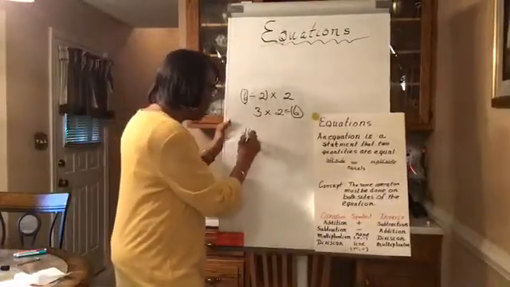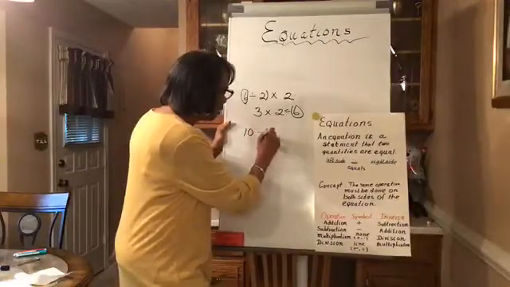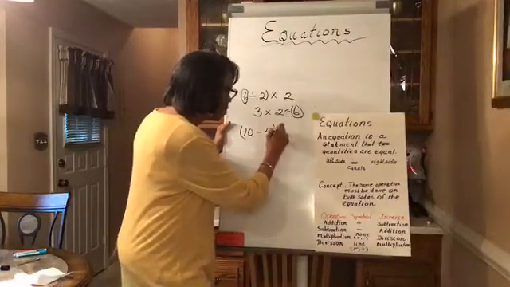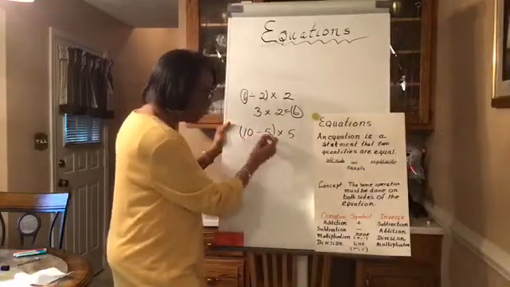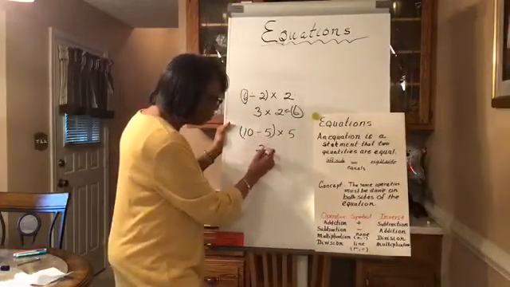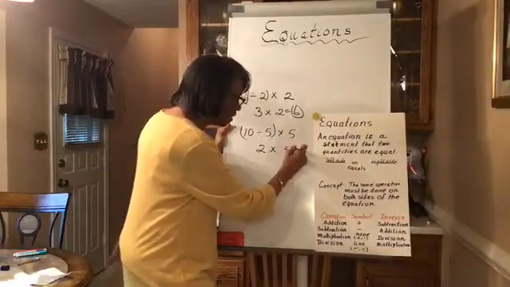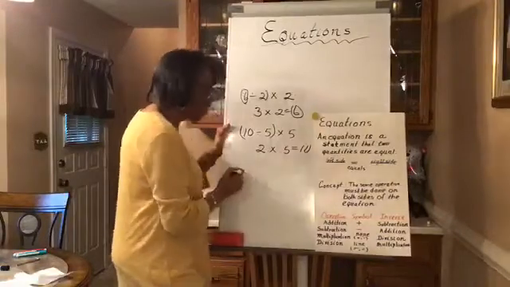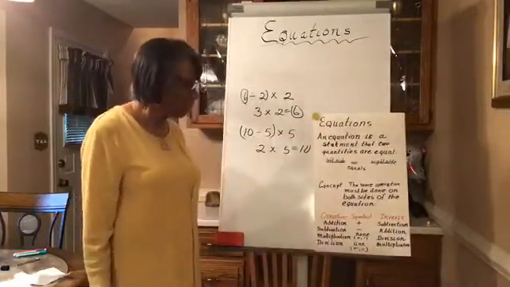10 divided by 5, and then multiplied by 5. 10 divided by 5 is 2. And 2 times 5 is, you guessed it, 10. So again, we see division works the same way as multiplication.